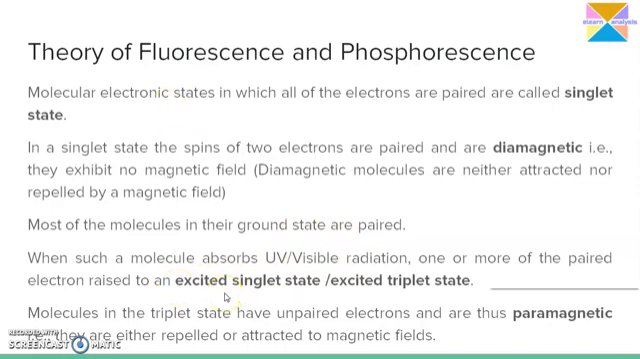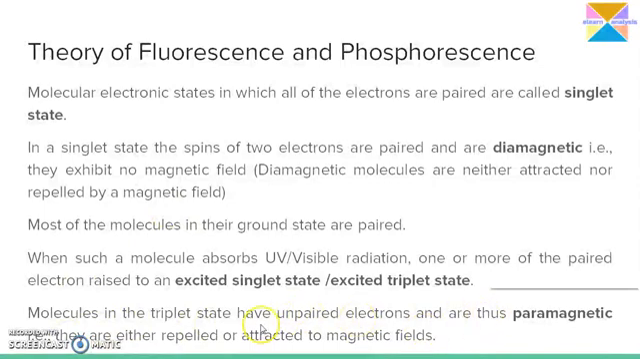So when there is a singlet state, such electrons take up the energy and they end up in an excited state, an excited singlet state or an excited triplet state. We have two such excited states. One is the singlet excited state and the other one is the triplet excited state. Molecules in the triplet state have unpaired electrons and are paramagnetic.